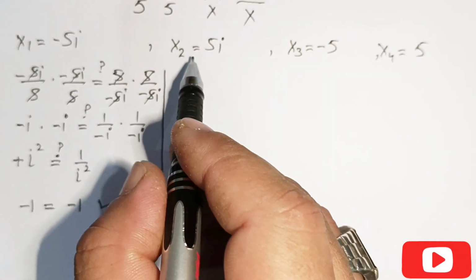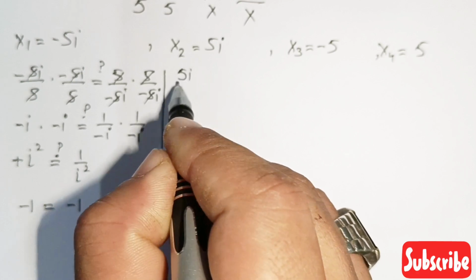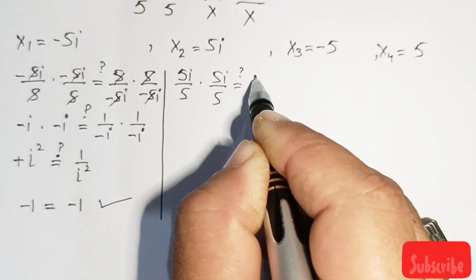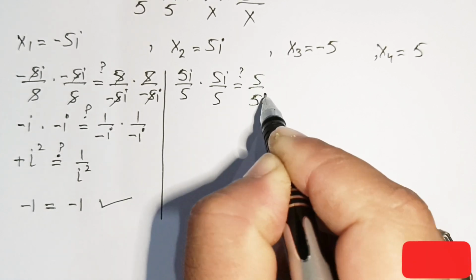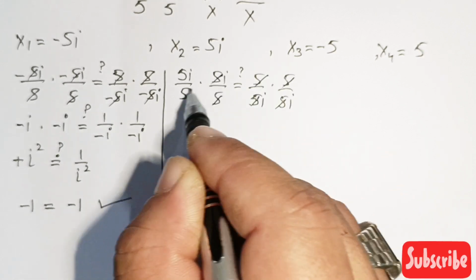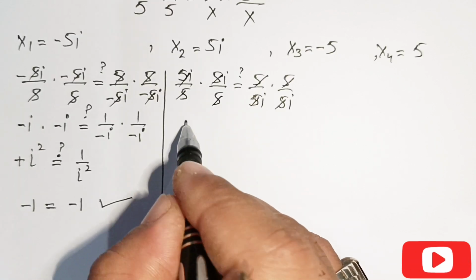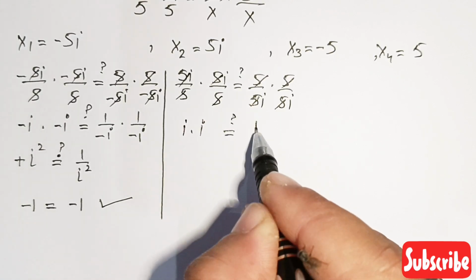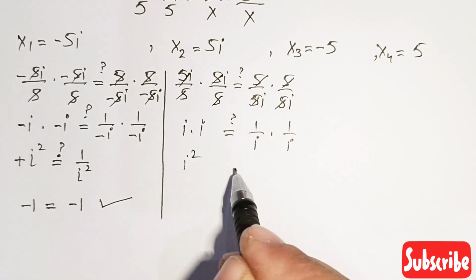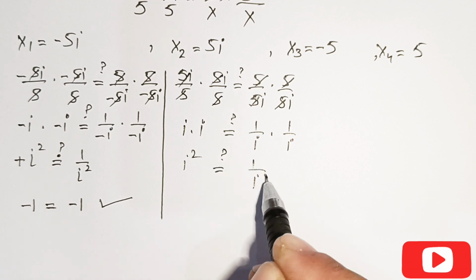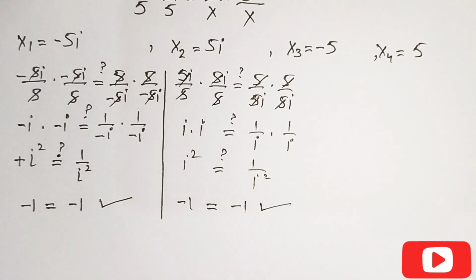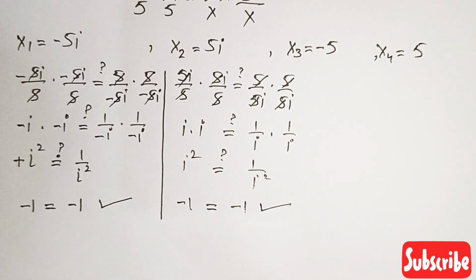Now verifying this one: 5i over 5 times 5i over 5, is it equal to 5 over 5i times 5 over 5i. Now cancelling 5 with 5, then we have i times i, is it equal to 1 over i times 1 over i. So i times i is i squared, is it equal to 1 over i squared. So i squared is minus 1 is equal to minus 1. So left hand side is equal to right hand side.